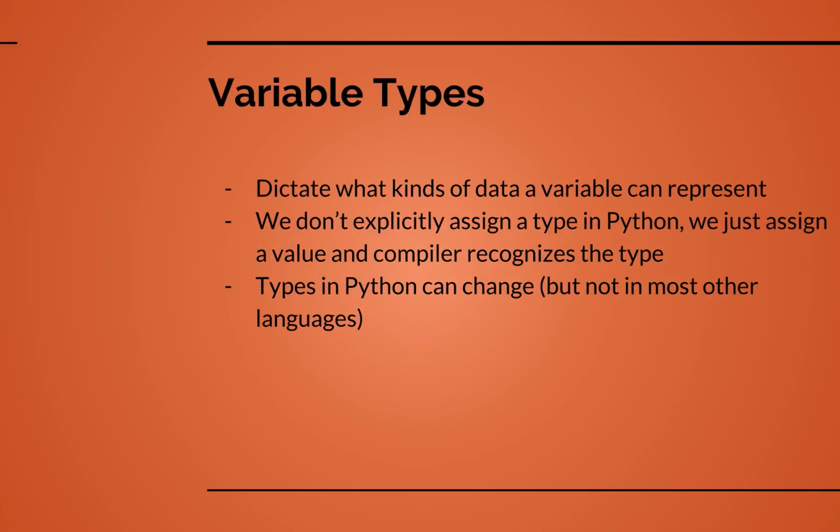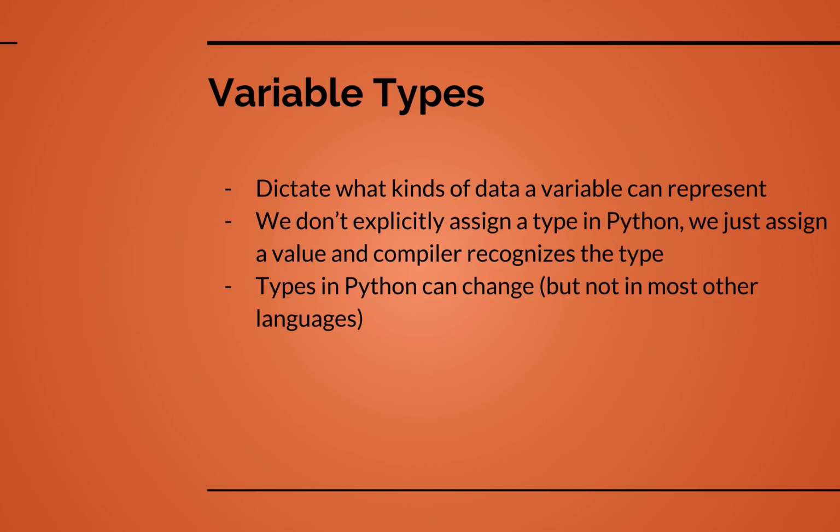So let's talk about the variable types, what that means, because there are some differences in Python compared to other languages. So we know that types dictate the kind of data that a variable can represent. And we know that we don't explicitly assign a type to Python variables. So that means when we create the variable, we don't say, for example, this is an integer variable, this is its name, equals something. We simply just get the name equals some integer value, and then the compiler knows that we're talking about integers. So that's one way that this is very different from other languages.